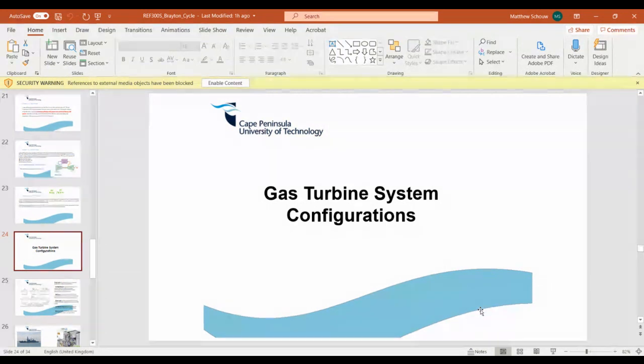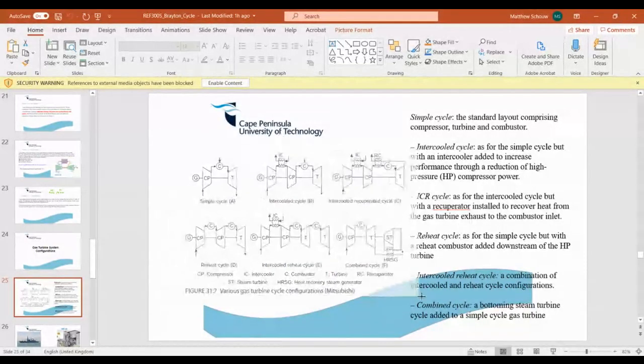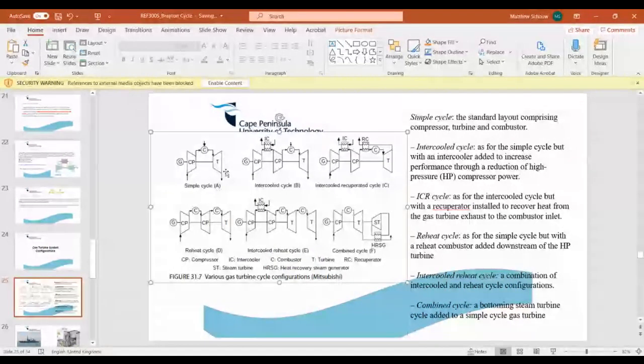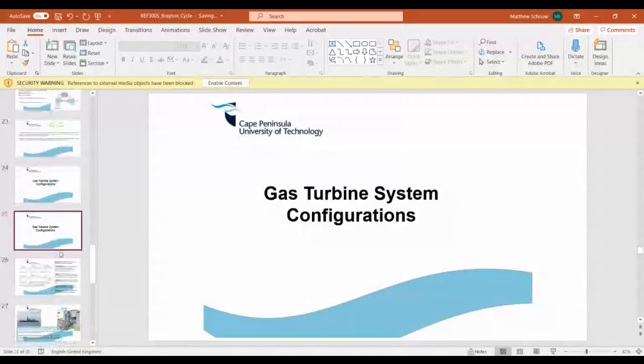So, turbine configuration. What we just did now was the most basic form of the so-called configuration, right? If you look at this table over here, we've just basically done the simple cycle. Okay, so there are a few mentioned, right? In the second one, let me just quickly duplicate the slide.